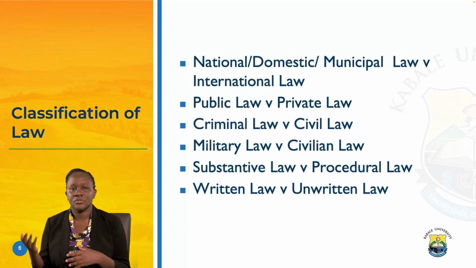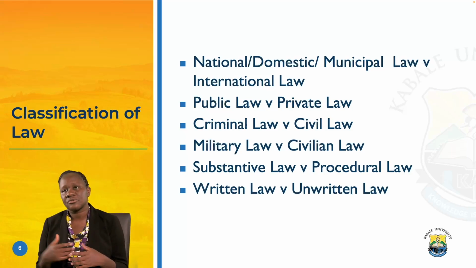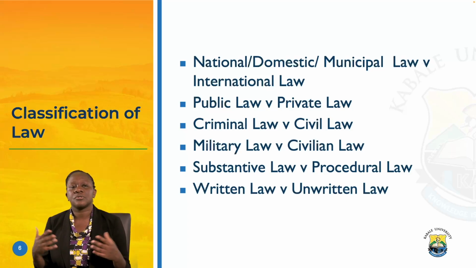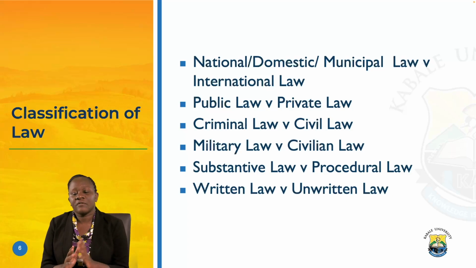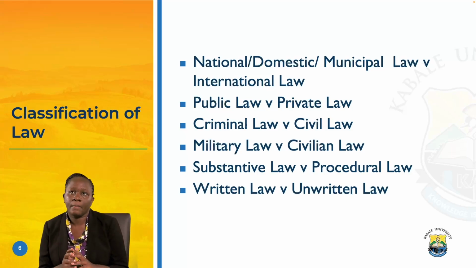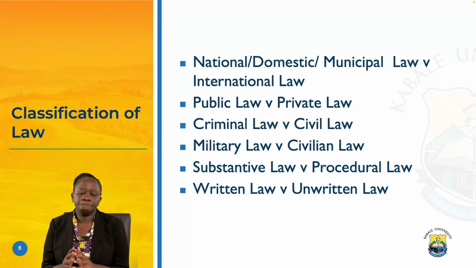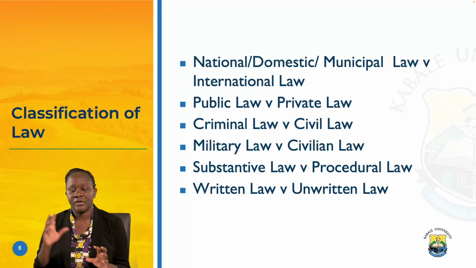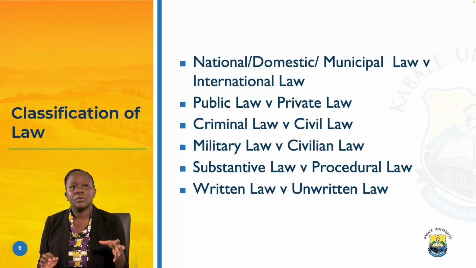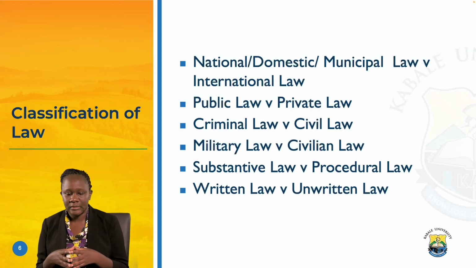For example, the relations between Kenya and Uganda, or between the East African countries, or even between Uganda and other countries, is international law. We then have public and private law. And all national law, so to say, is either public law or private law. Public law majorly bridges the relationship between a country and its citizens.